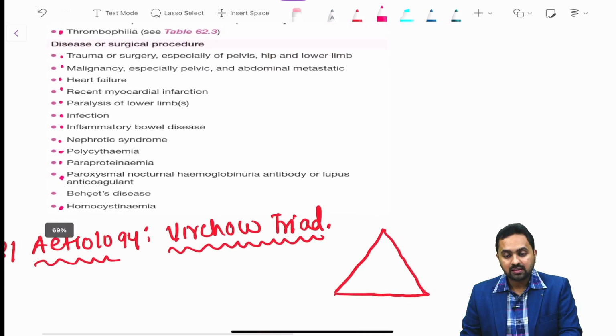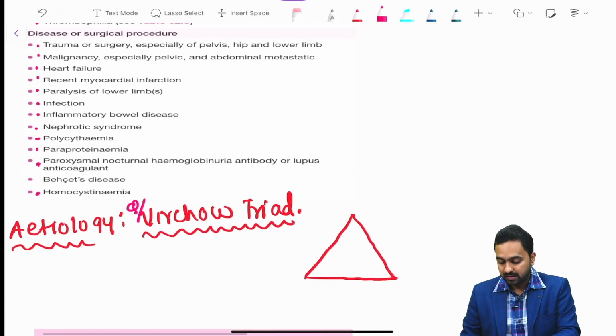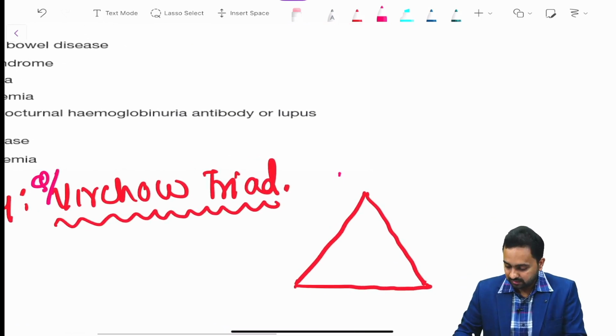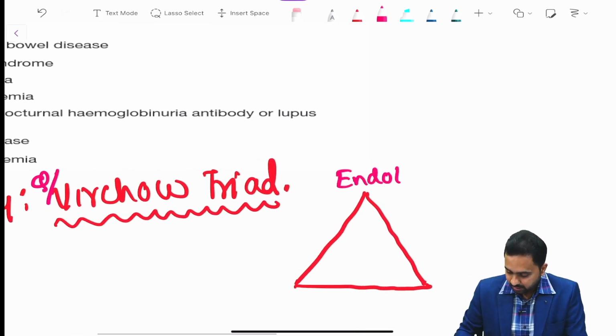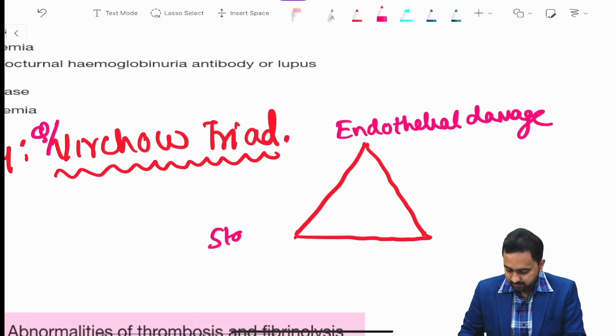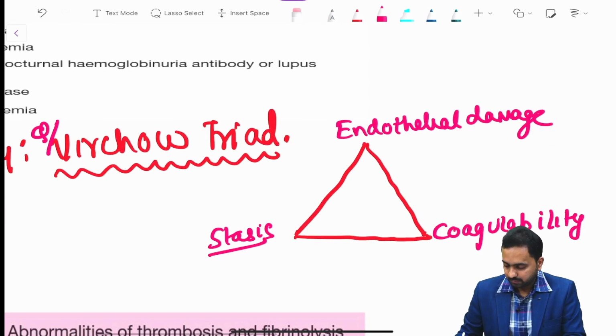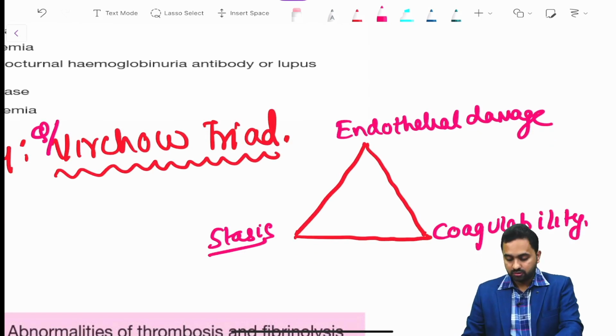Now regarding the etiology, an important concept to remember is your Virchow's triad. So what is your Virchow's triad? It is your endothelial damage, then you have your stasis and your hypercoagulability. Right. So, please remember your Virchow's triad.